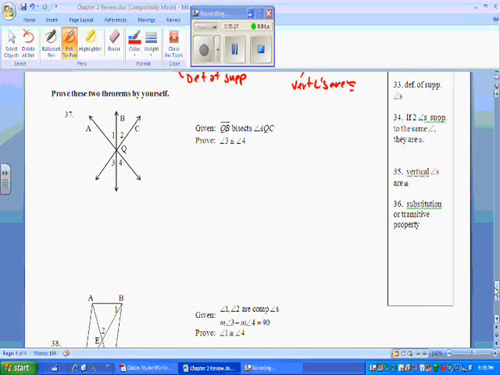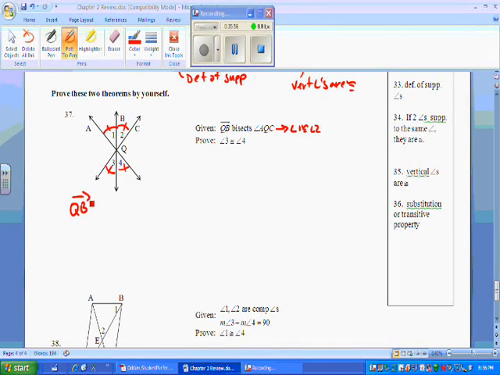And last but not least, the two proofs that you have to do on your own. QB bisects AQC. So these two end up being congruent. It's going to give you angle 1 and angle 2 are congruent. What else do you know? You know that 2 and 3 are congruent because of vertical angles. You know that 1 and 4 are congruent because they are vertical angles. So that means 3 and 4 also have to be congruent because they are all going to be congruent.